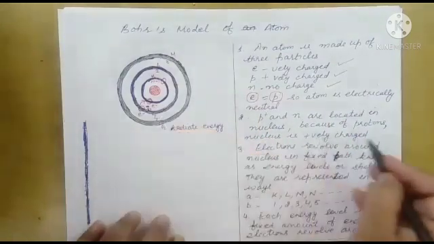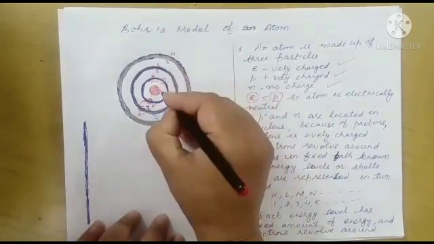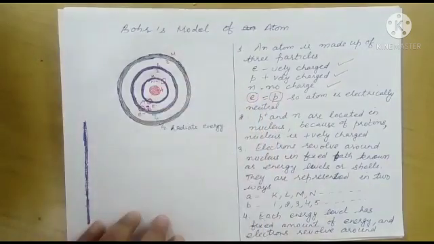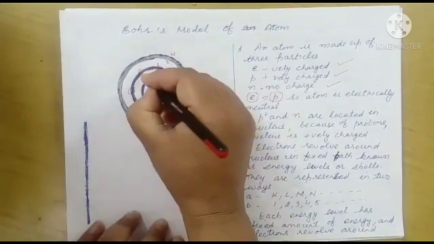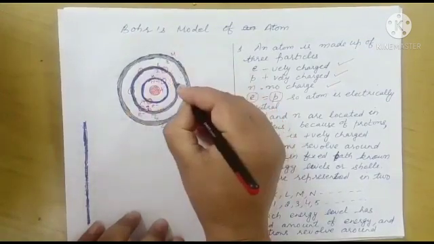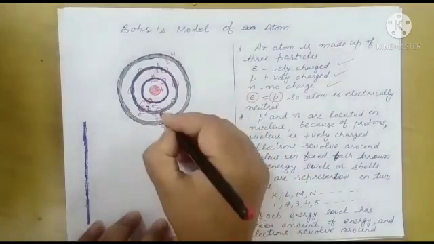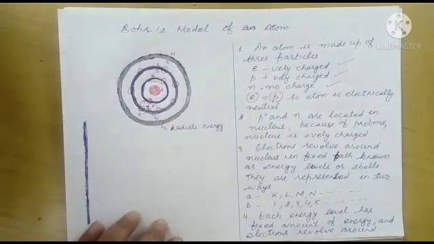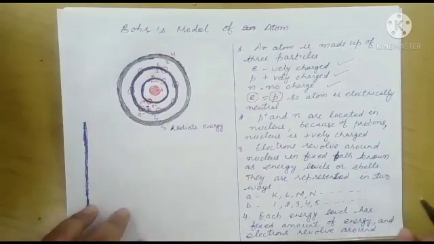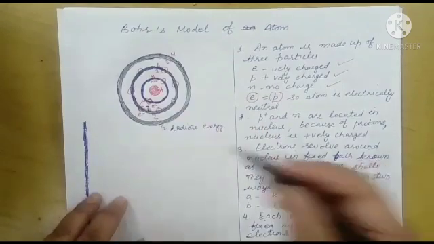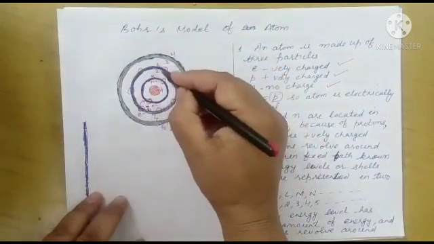Now, protons and neutrons are located in the nucleus. Because of protons, the nucleus is positively charged. Electrons revolve around the nucleus in fixed orbits. We call them energy levels, as each orbit has its particular energy. These orbits are named in two ways starting from the nucleus: 1, 2, 3, 4 or K, L, M, N.